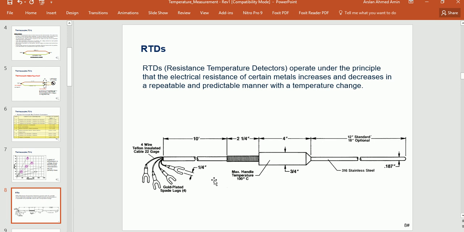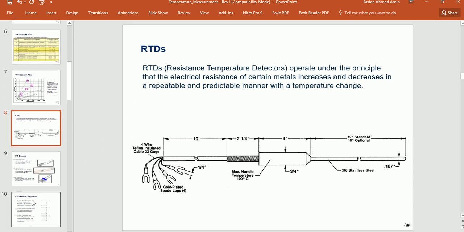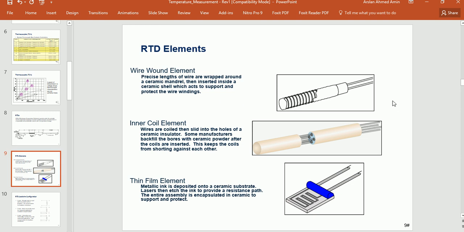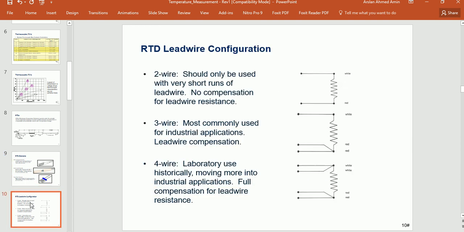And this is a simple example of the construction and dimensions of a simple RTD. There are three normal configurations in which the RTD is usually made: wire wound element, inner coil element, and thin film element. Now RTD lead wire configuration. This is very important information: in industry 2 wire, 3 wire and 4 wire RTDs are used. The difference is the extra wires in 3 wire and 4 wire; these are compensation wires.